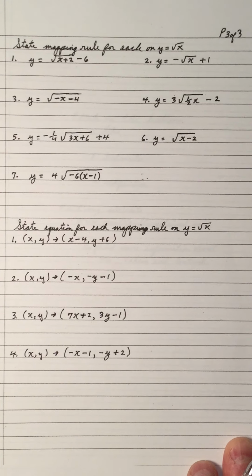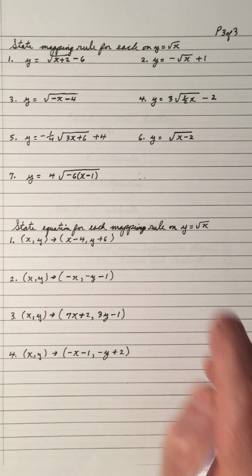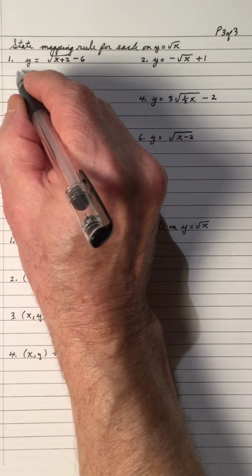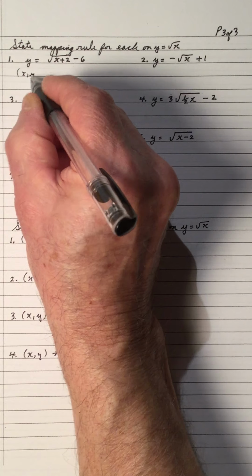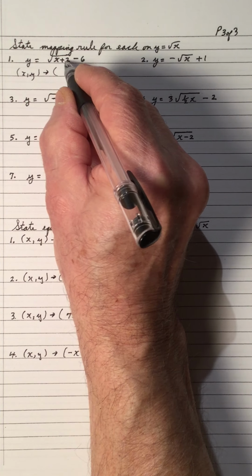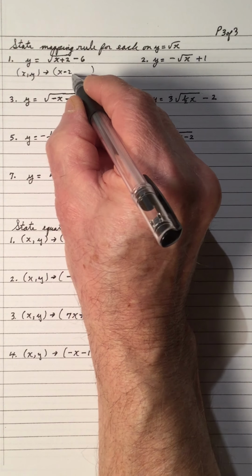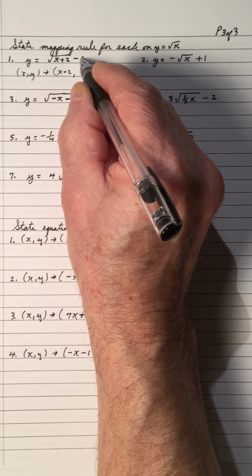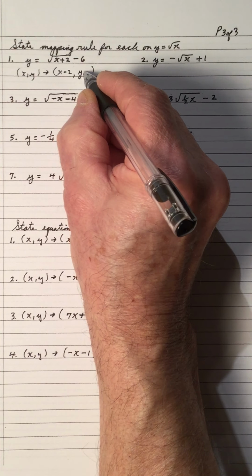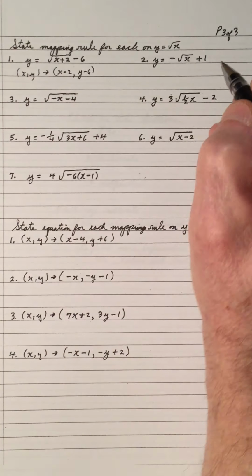So let's see if we have some more to do. Okay. State the mapping rule for each on y equals root x. What is the mapping rule? So the mapping rule is x comma y, and notice the x is x plus 2, so that means it's the opposite of an x plus 2, take away 2. And the y stays the same, so it's a y minus 6. So the x, you do the opposite, the y stays the same.